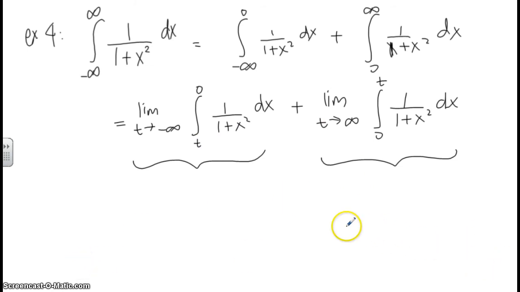If you take a look at your textbook, there is this example in your textbook. You can take a look at the answer. I think they only test one, and this one turns out to be divergent. This one turns out to be infinity. Therefore, the whole thing is divergent.